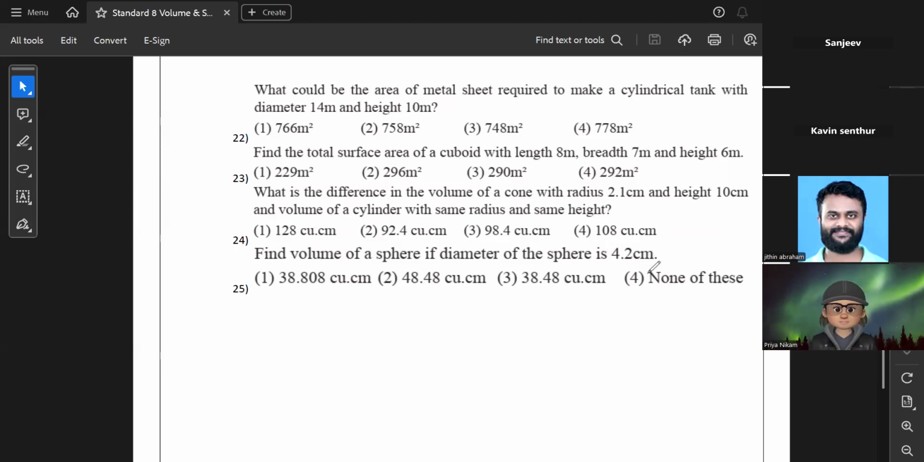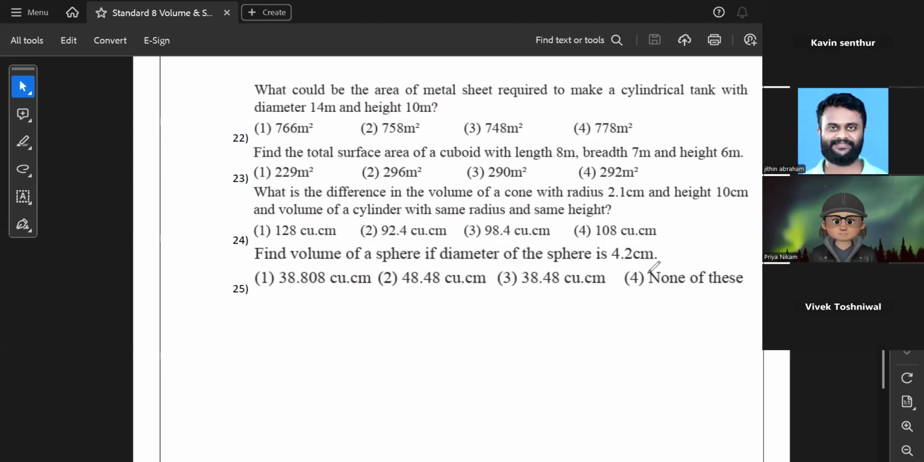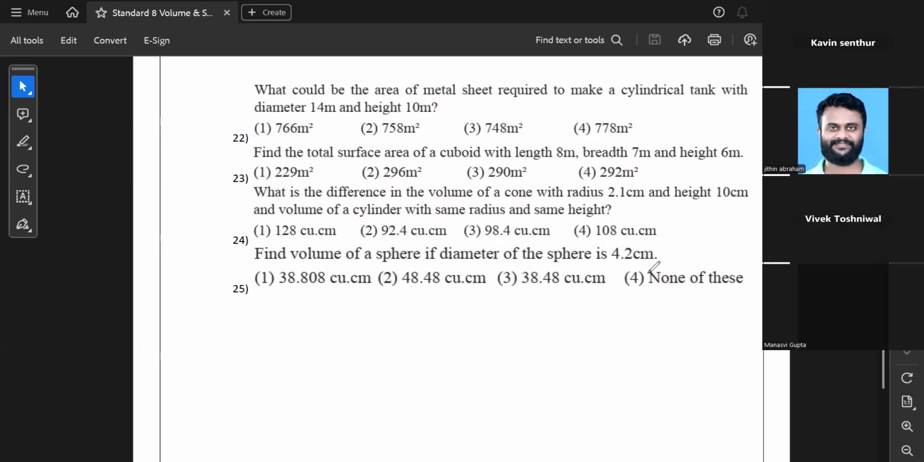Kavin, what's your doubt? Sir, when will be the doubt solving session? After this, I guess the circle worksheet is also pending, right? Yeah, sir. We will solve the circle worksheet and then we'll do doubt solving.